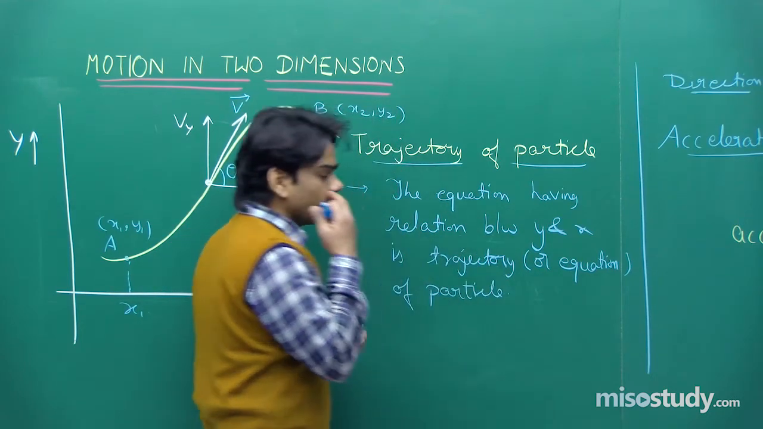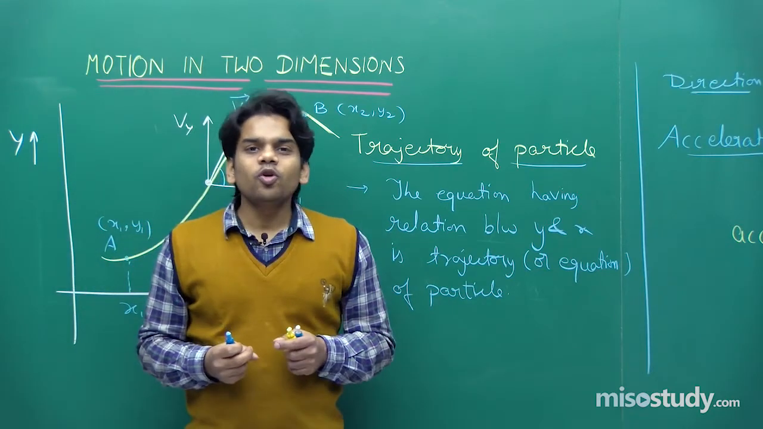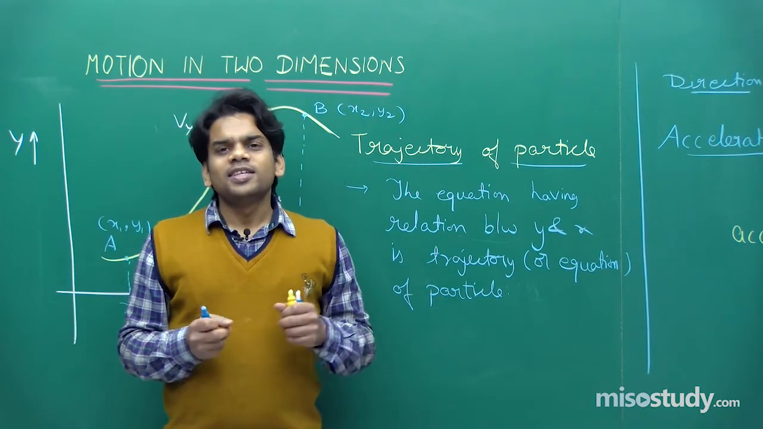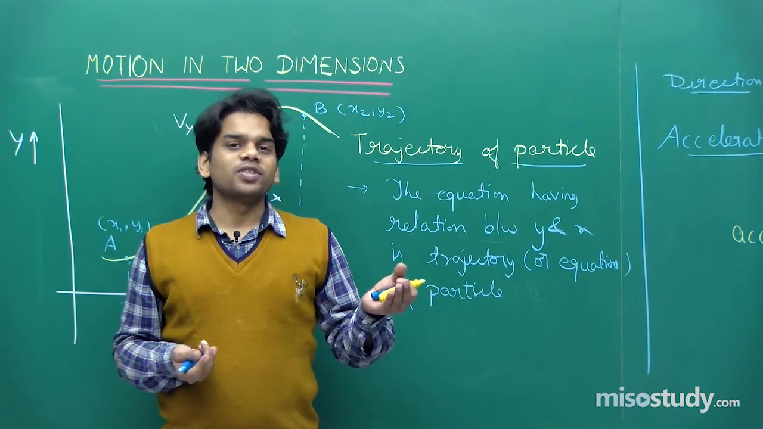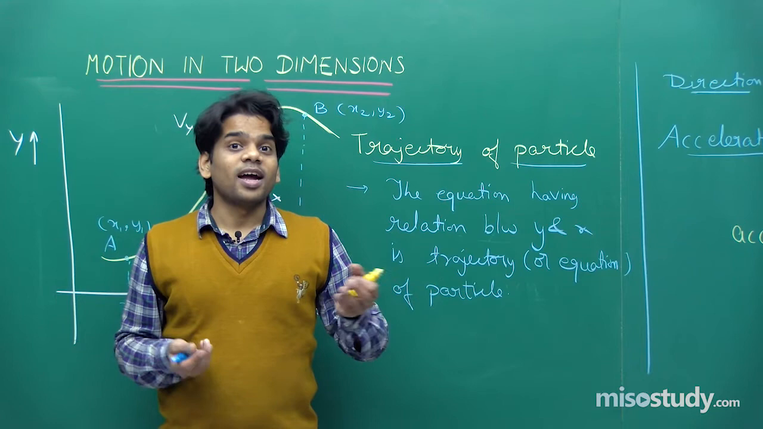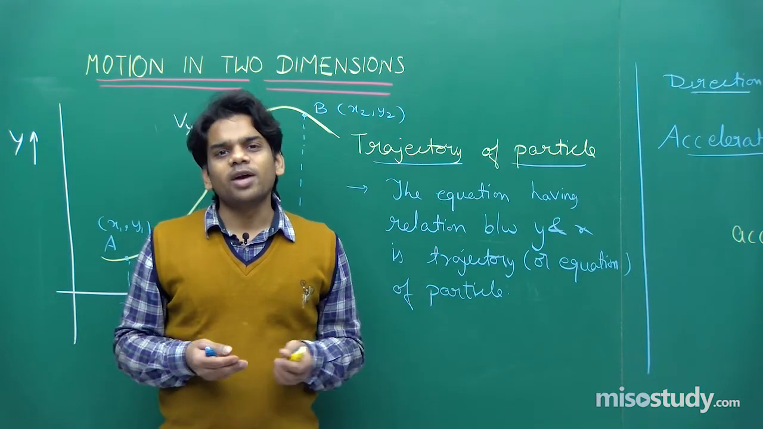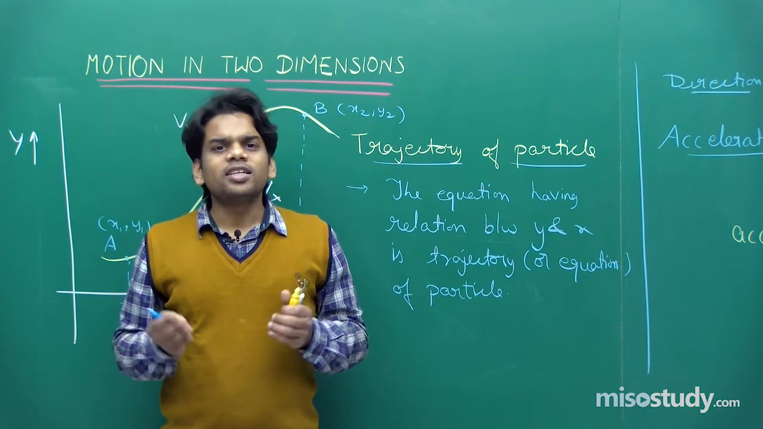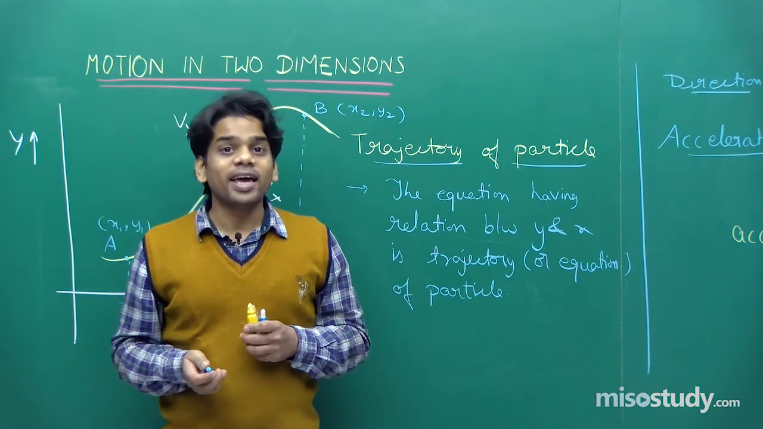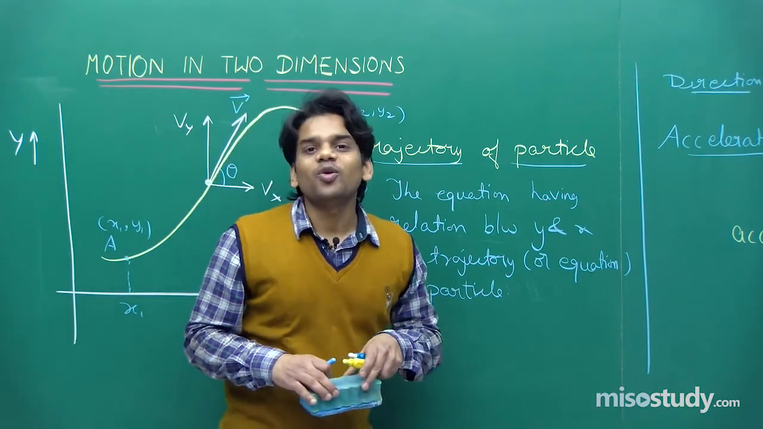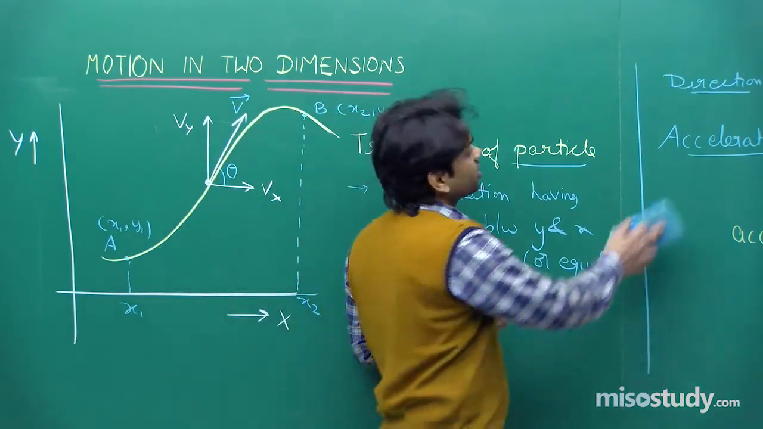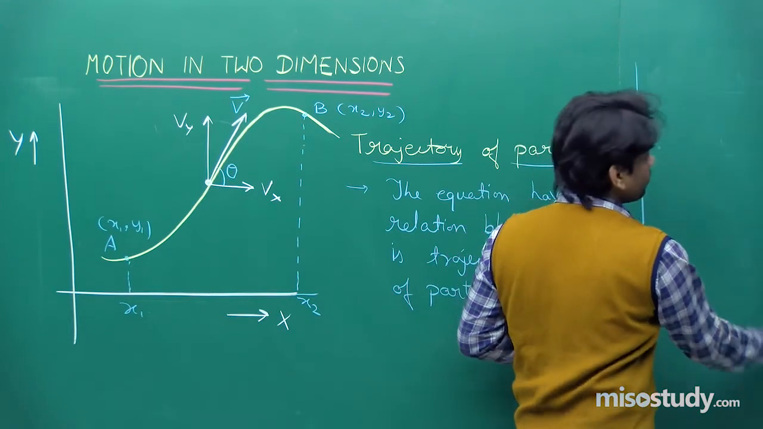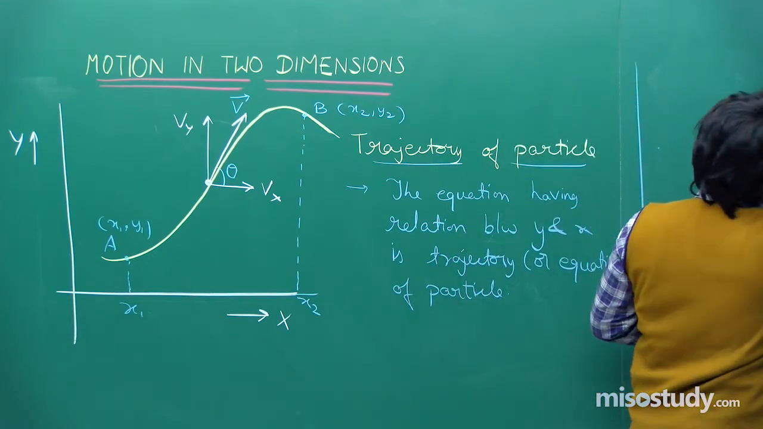So generally how we do it: you will be given that x is varying with some relation, and y is varying with some relation. Generally it will be given as x varying with time, and y also varying with respect to time. The equation will be provided. Try to eliminate time from one of the equations and find a relation between y and x. We will understand how to find the direction, the trajectory, and the acceleration with one example that I'm going to show you just now.